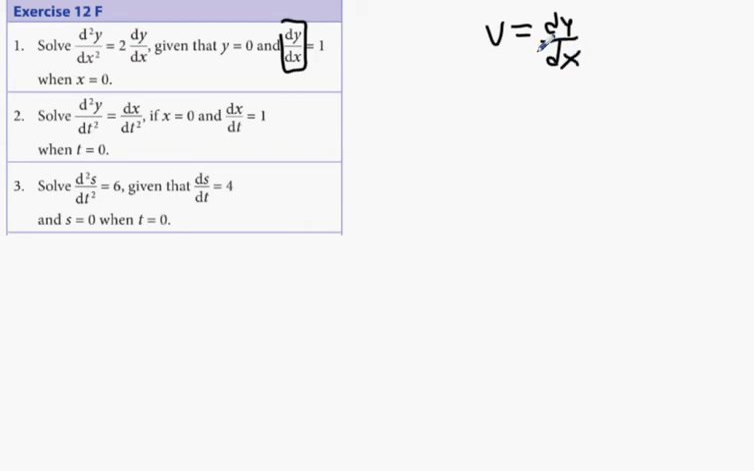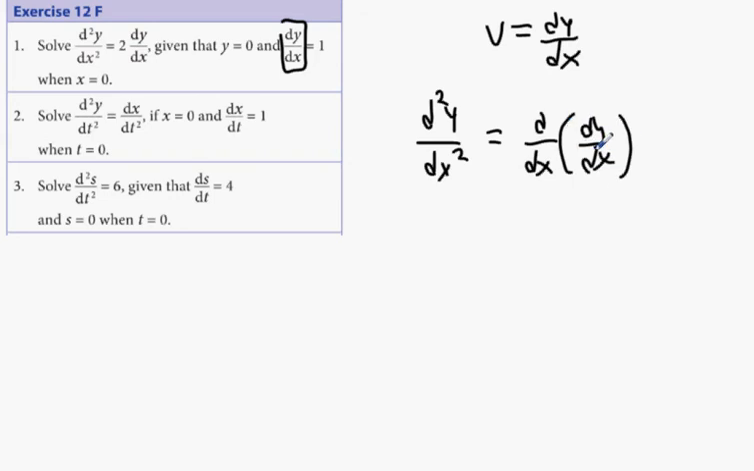What does that make the second derivative, d²y/dx²? It's the derivative of the first derivative. Would you agree? That makes sense? The second derivative is the derivative of the first derivative. Therefore, it's the same thing as dv/dx, because this part here is now represented by the letter v.